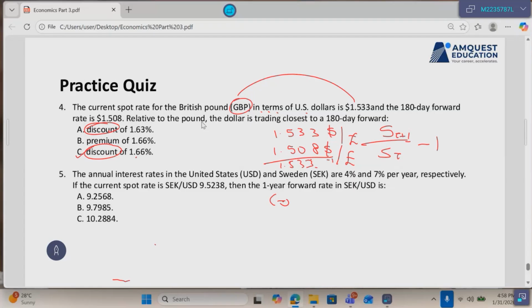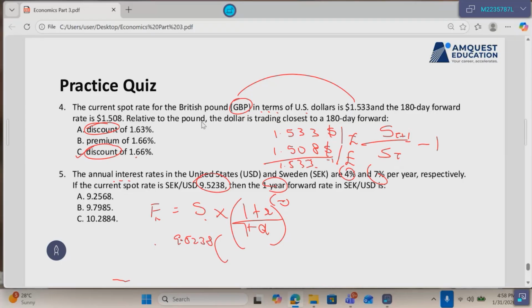Okay, now the last one. The annual interest, this is very interesting. The interest rates are 4 and 7. The forward rate is not given to you, the spot rate is given to you. So you know the formula: forward equals spot into 1 plus R upon 1 plus D, because forward is also based on the interest rates. So what's the answer? How much is the spot? 9.5238.